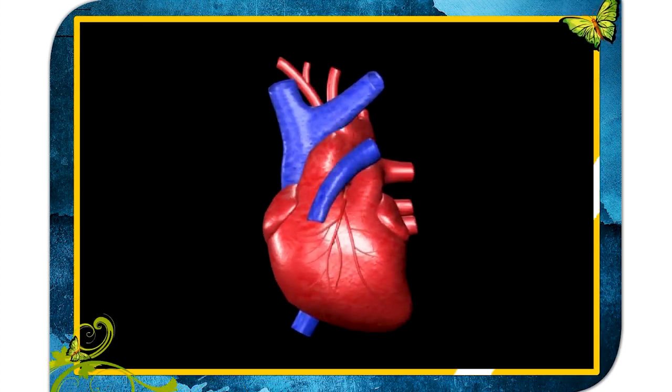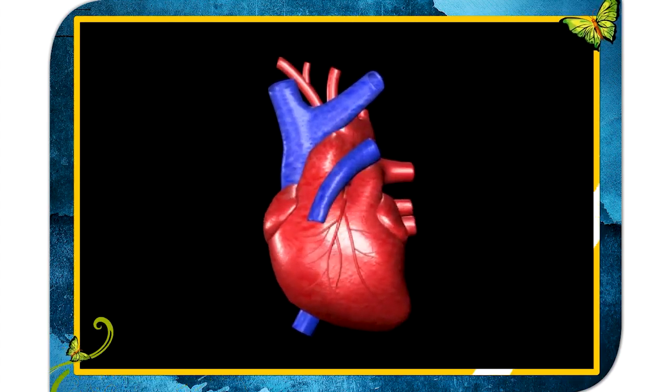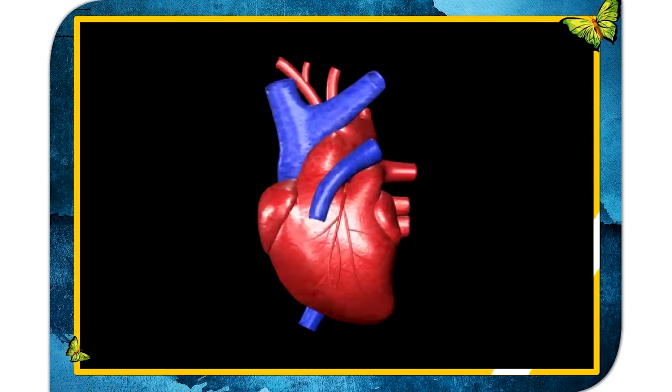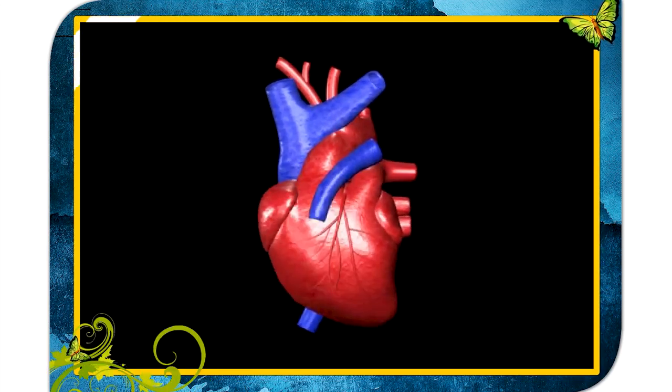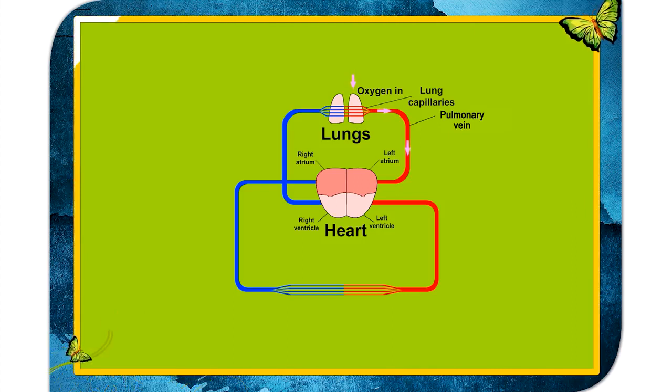The regular contractions and relaxation of the heart causes the circulation of blood in the body. One complete rhythmic contraction of the heart followed by its relaxation is called a heartbeat. Oxygenated blood is brought from the lungs to the left atrium by the pulmonary vein. When the left atrium contracts, the oxygenated blood is pumped into the left ventricle.